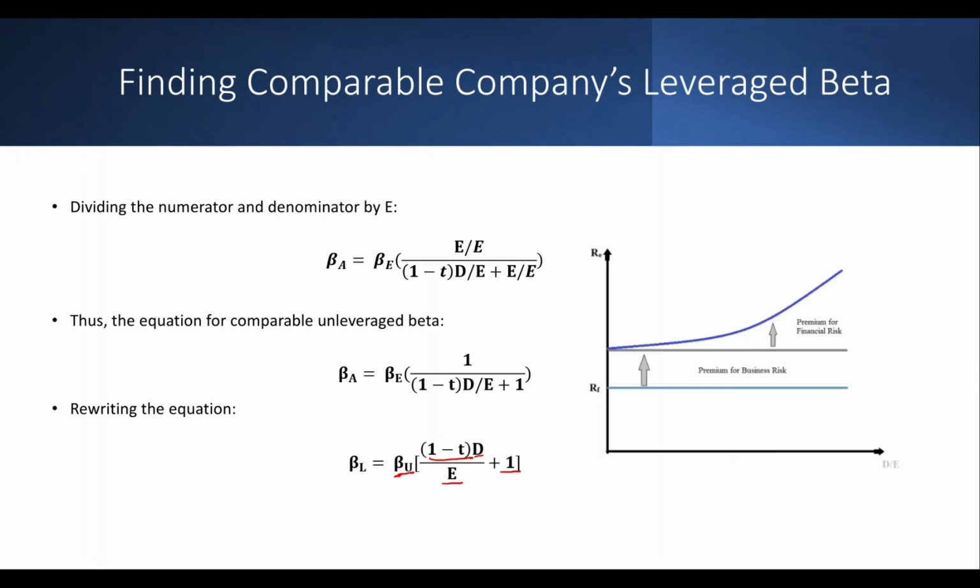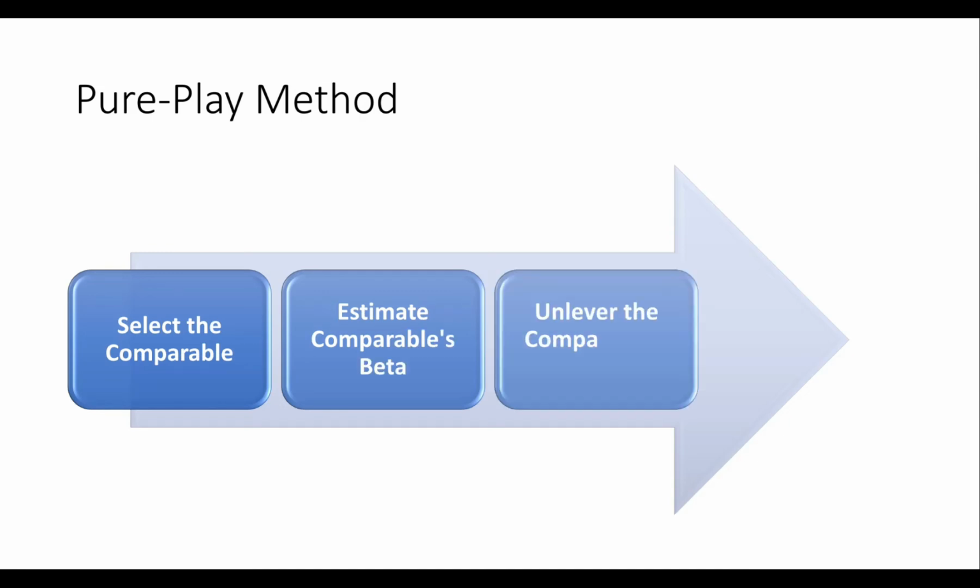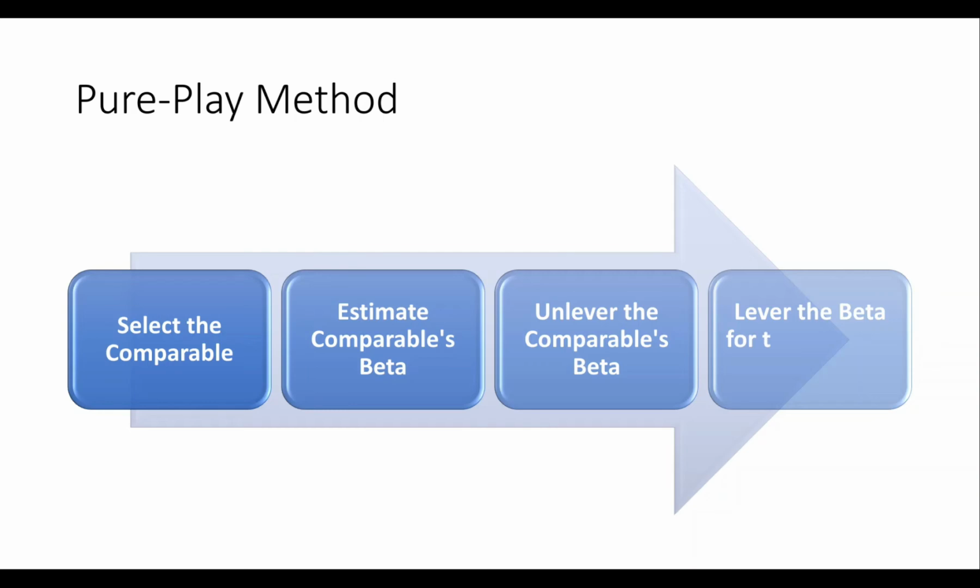And we get this graph if we present this equation graphically. In this graph, the level of risk till the time the debt is equal to 0 represents the premium for business risk, as there is no leverage till that time. But as the amount of leverage increases, the increase in the amount of risk that follows represents the premium for financial risk. So to sum up, we can say that the Pureplay method of estimating beta involves these steps. Select a comparable, estimate comparable's beta, unlever the comparable's beta, and then lever back the beta for project's financial risk.